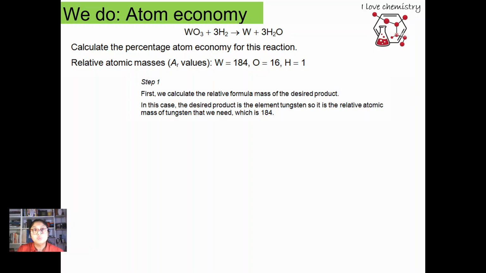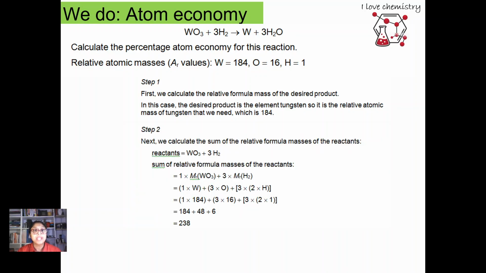We'll do this in 3 easy steps. Step 1, we calculate the relative formula mass of the desired product. In this case, the desired product is the element tungsten, so it is the relative atomic mass of tungsten that we need. They have given that value, that is 184. In step 2, we calculate the sum of the relative formula masses of the reactants. The reactants are WO3 plus 3H2. So we are going to add up the relative formula masses of both the reactants.